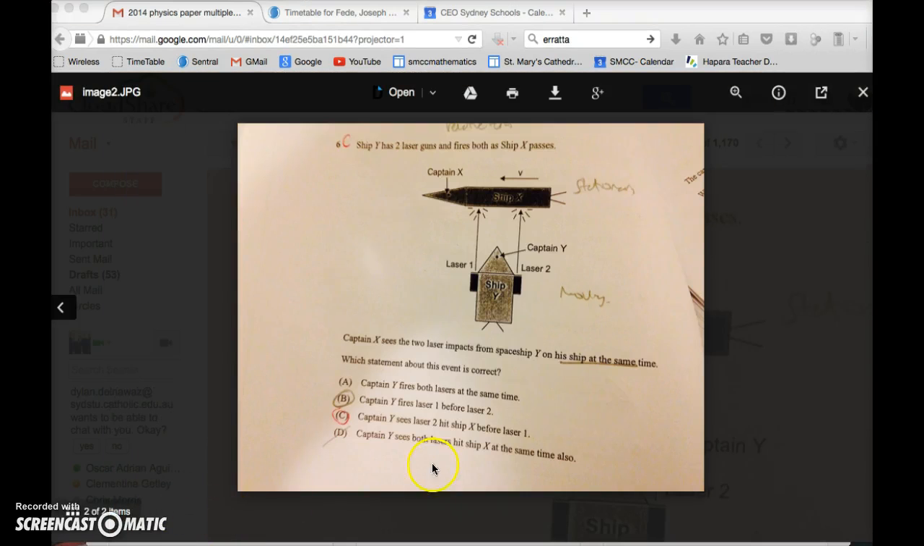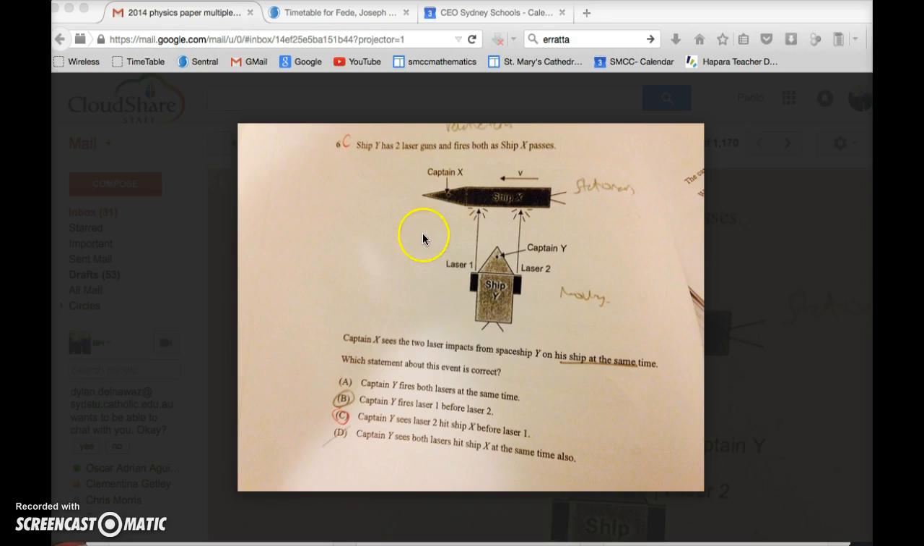Okay, now this one, I had to read this very carefully to understand it. You have to actually consider the position of the captain. Just one. If you think about this one, you've got Captain X here, and he sees them both at the same time. So what that means is if he sees them both at the same time, this one must get hit first, and it's coming over, and then this one goes off, and then they both come at the same time. Okay, so just say that again.